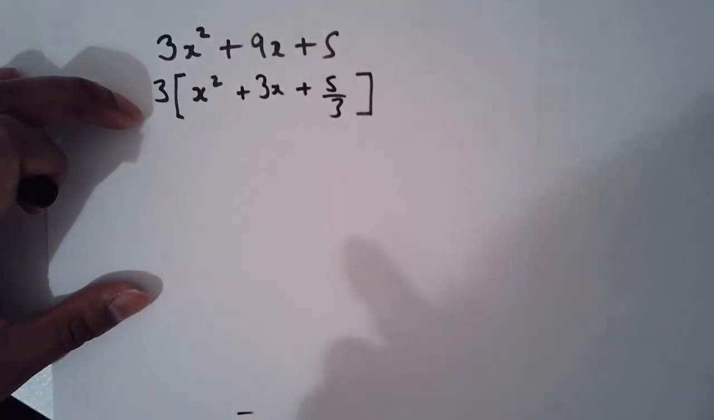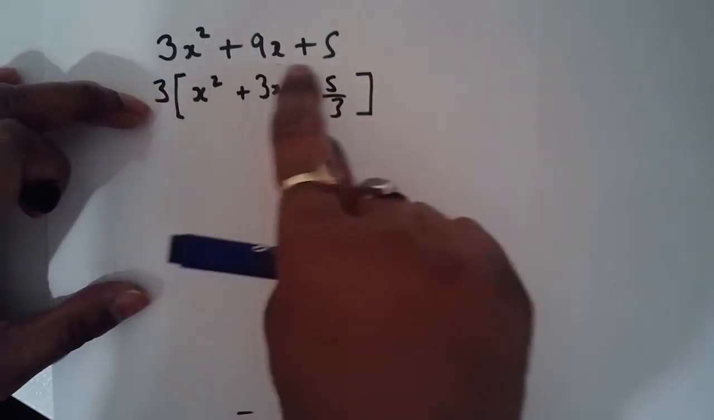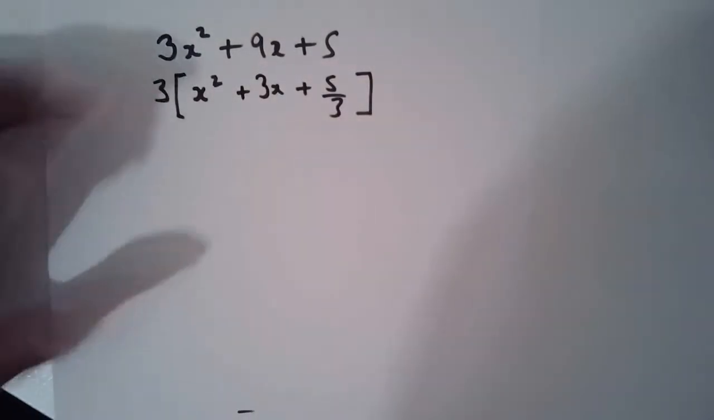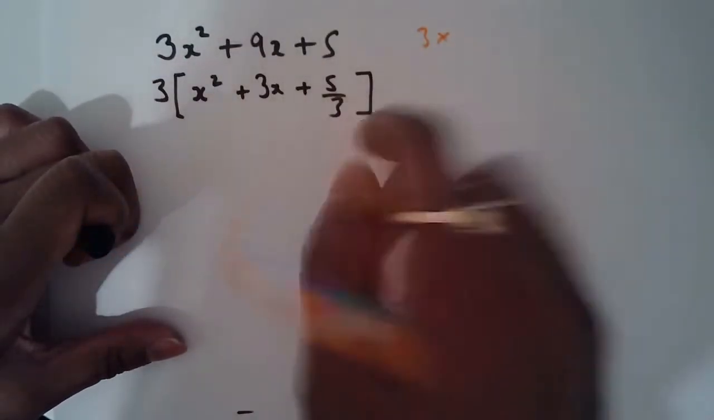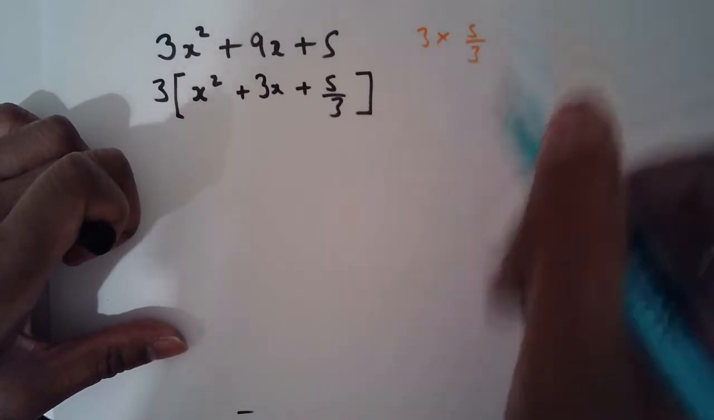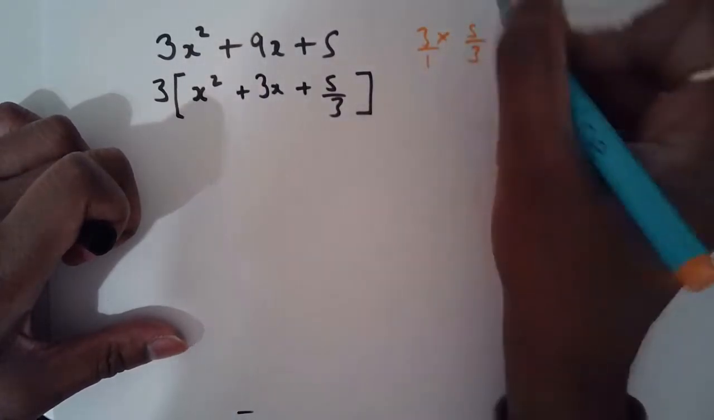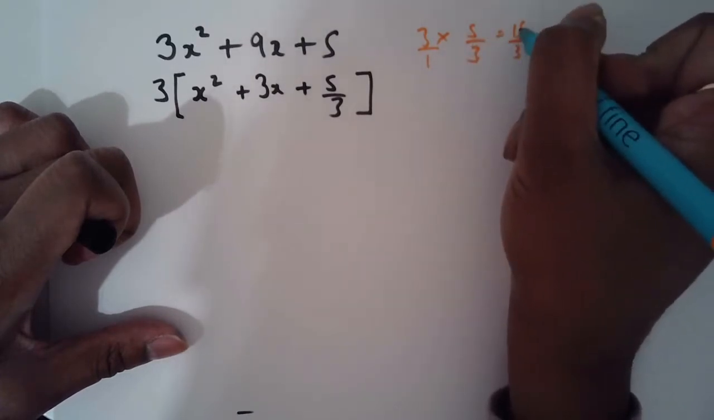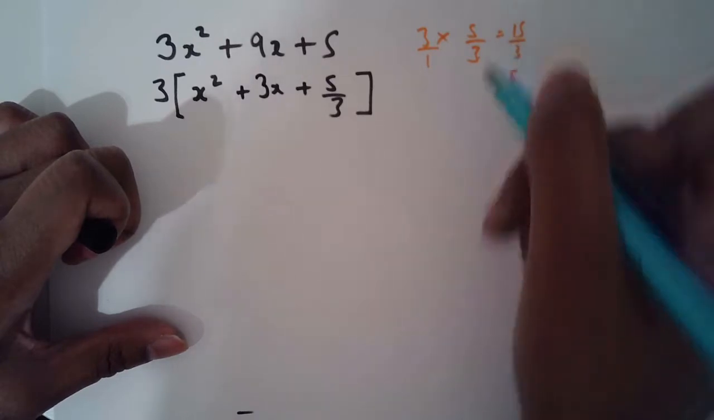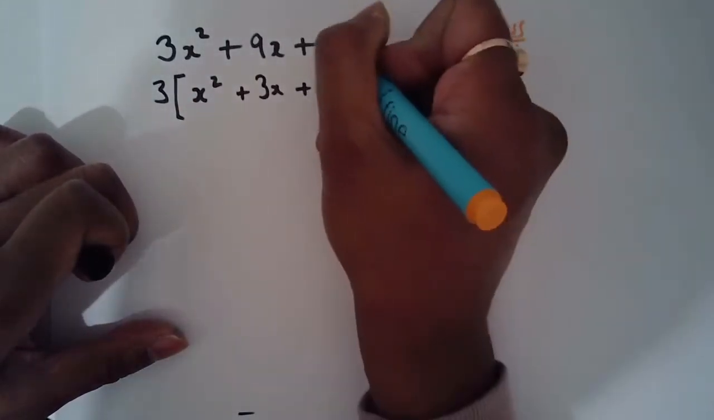Right, that might sound a bit complicated or confusing, but watch. 3 times 5 over 3. Let's just check over here for you. Put a 1 there to help you. 3 times 5 is 15. 1 times 3 is 3. 15 divided by 3 is 5. There you go. That 5 there is over here.